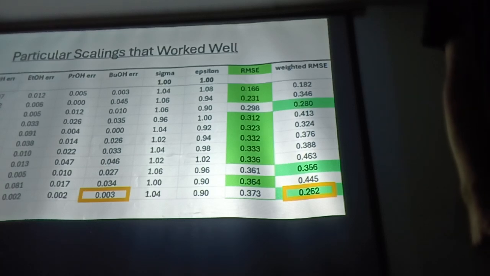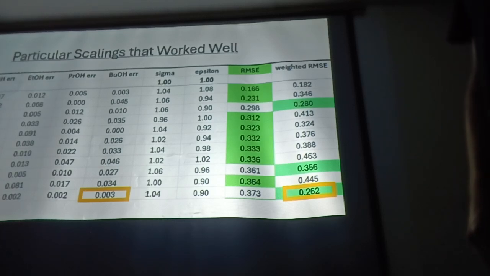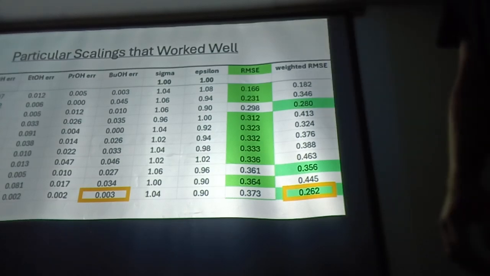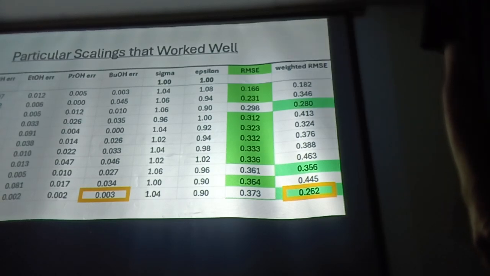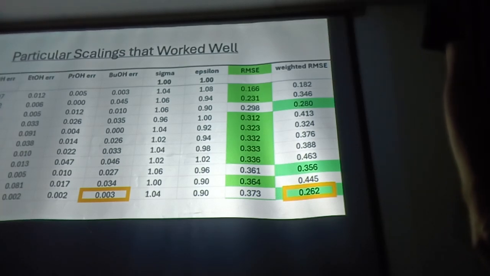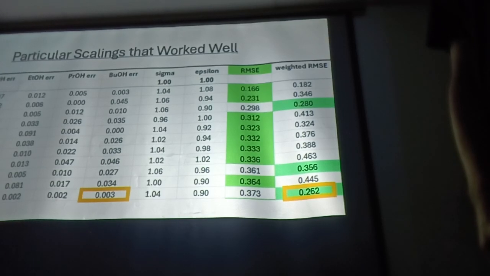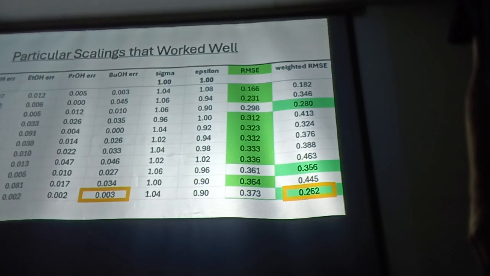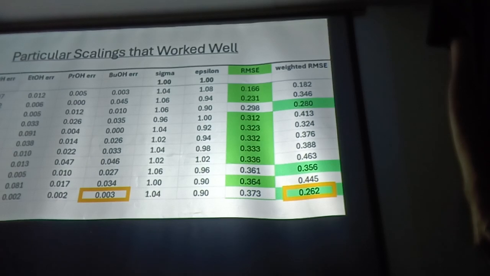Yes. What are you weighting them by? By their, we divided their error by the experimental diffusivity for that alcohol. But what? So, in order to get methanol downweighted and butanol upweighted, you divided it by the experimental diffusivity. I don't understand.